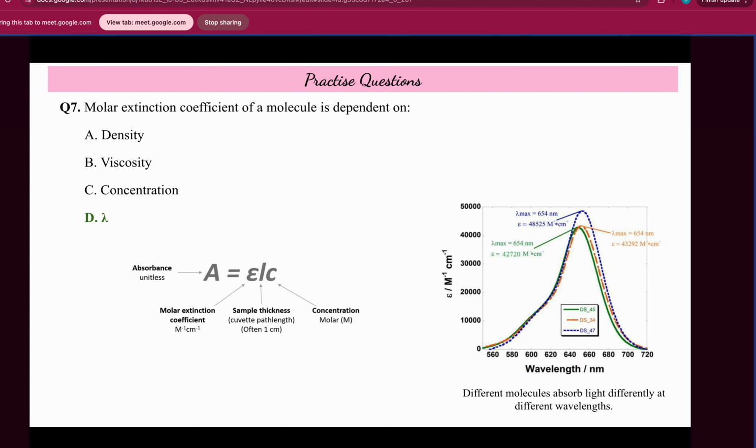Okay, now let's see. The right answer is wavelength. The molar extinction coefficient depends on the wavelength.